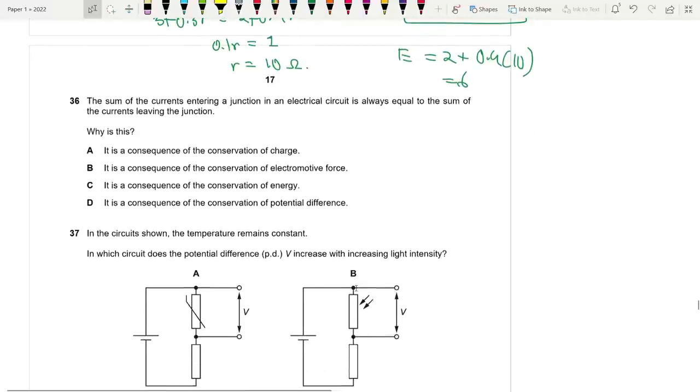Last 5. The sum of currents entering a junction is equal to the sum of currents leaving the junction. This is Kirchhoff's first law, and it is a consequence of the conservation of charge. Okay? And the second law is the conservation of energy. So, A. The answer is A. 36A.